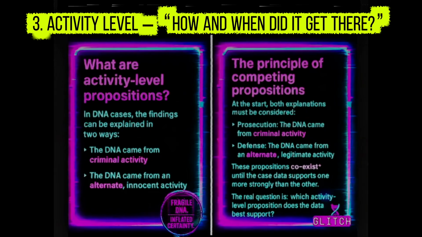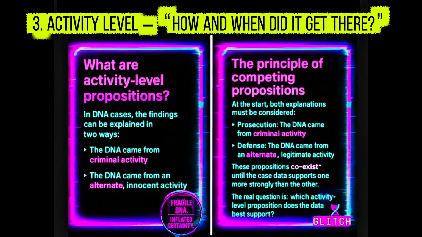Number 3, activity level. How and when did the DNA get there? Activity level propositions ask, under which scenario is the DNA most likely? For example, hypothesis 1, he touched the sheath during the killings. Hypothesis 2, his DNA got on the sheath some other way, earlier through transfer. This is where the real case question lives in trace DNA. Was this DNA crime related? Or background? Or lab handling transfer noise issue?